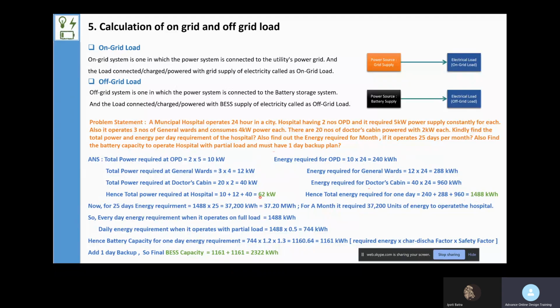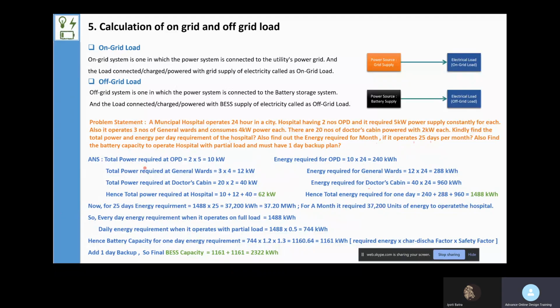Now, this is the answer for your first question: what is the power and what is the energy required? Now, question number two: also find the energy required for a month if it operates 25 days per month. Then 1488, we'll multiply by 25. So it's 37,200 kWh. Even I can write this in megawatt hour as well, 37.20 megawatt hour. So for a month, it requires 37,200 units of energy to operate the hospital. It's your second question's answer.